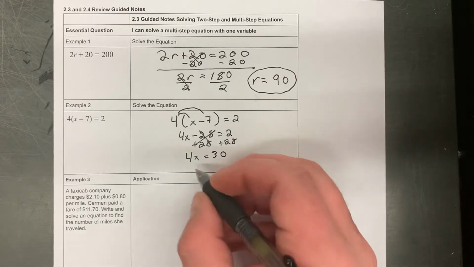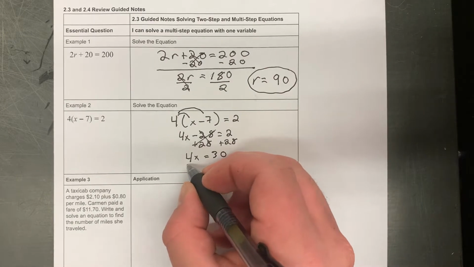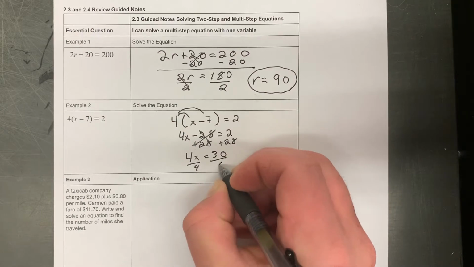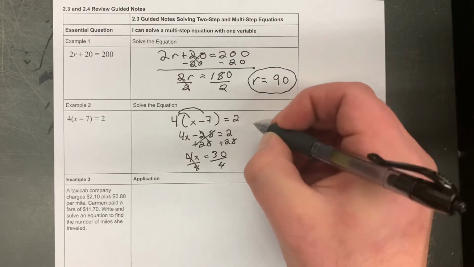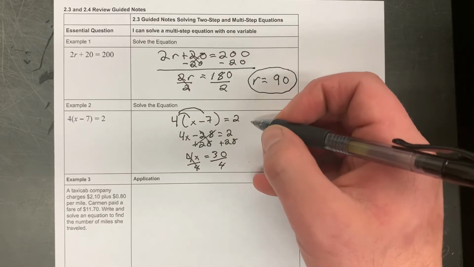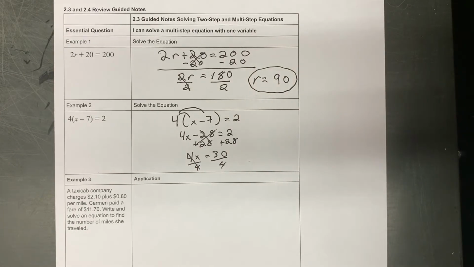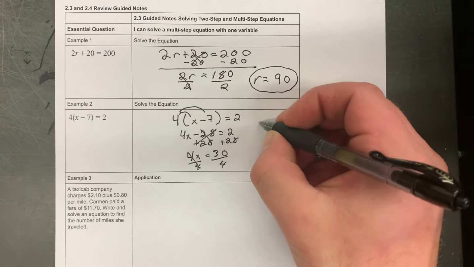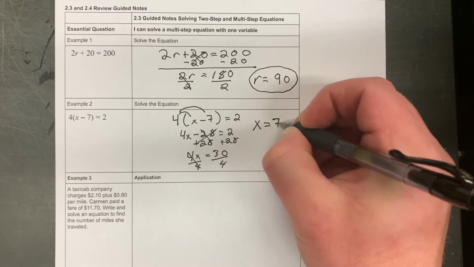4 times x, I have to do the opposite of multiplication, which is division. I'm now going to divide by 4. When I do 30 divided by 4, if I know that 4 times 7 gives me 28 and 4 times 8 gives me 32, that's right in the middle between 7 and 8. So I know that my x is going to be 7.5.